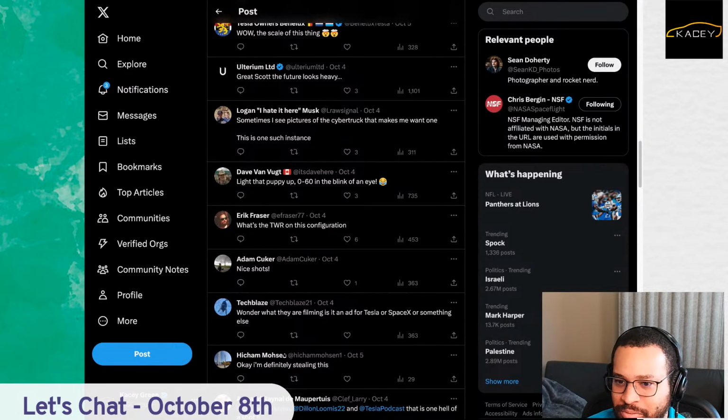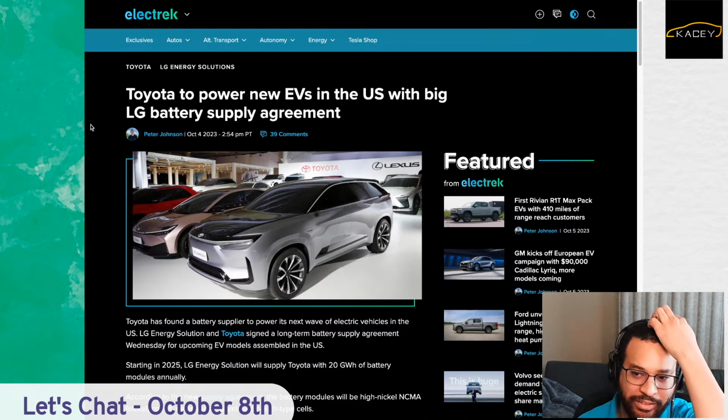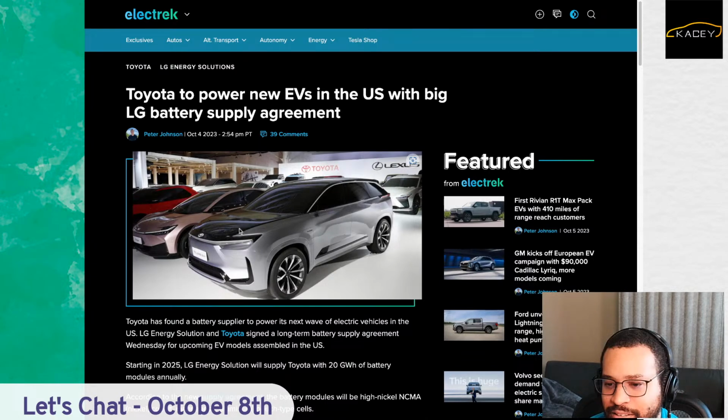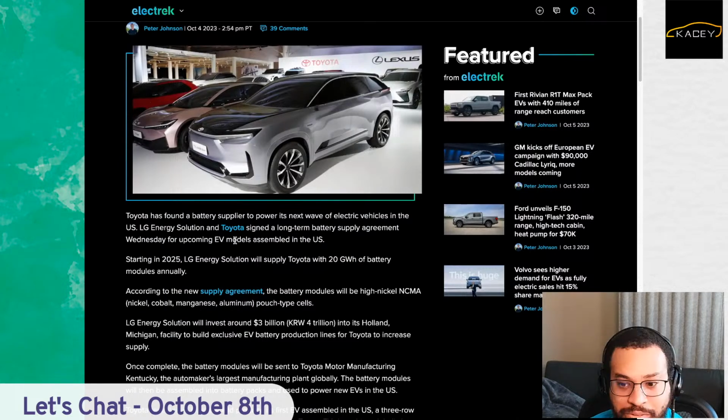Moving on. I mentioned that Toyota had some battery news that wasn't them lying and trying to hype the solid state battery progress. Toyota has found a battery supplier to power the next wave of electric vehicles in the US. LG Energy Solution and Toyota have signed a long-term battery supply agreement Wednesday for the upcoming EV models assembled in the US. So not the bZ4X. Starting in 2025, LG Energy Solution will supply Toyota with 20 gigawatt hours of battery modules annually.